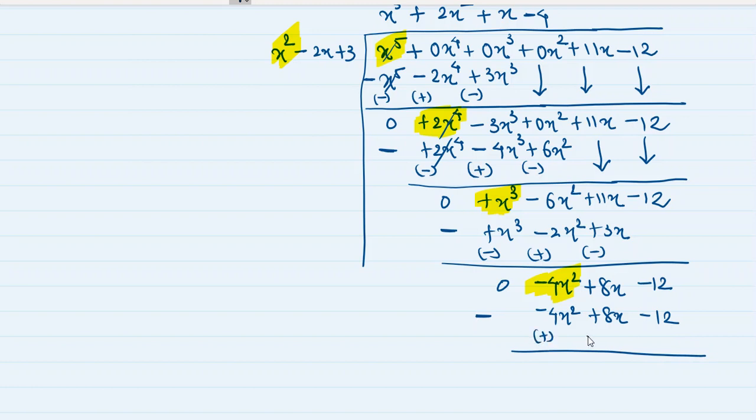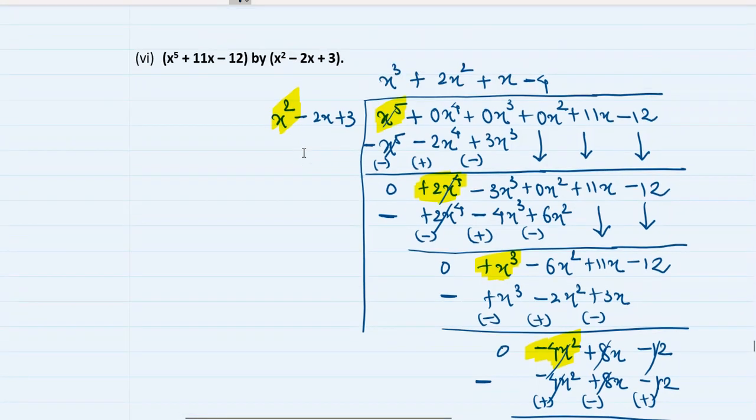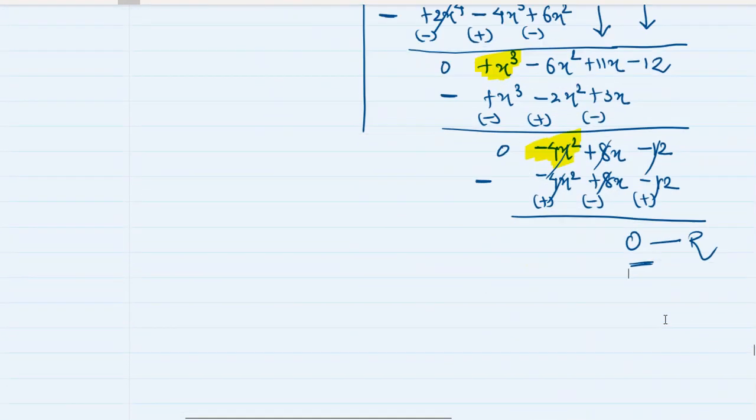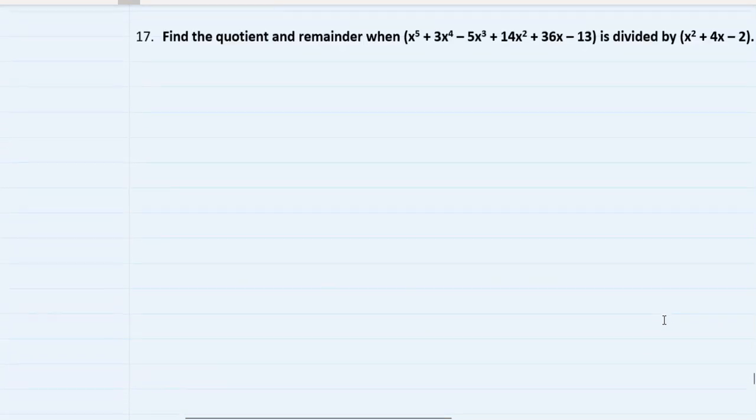This will be plus, this will be minus, this will be plus. Okay, so these two will get cut, these two will get cut, and here finally we get the remainder as 0. 0 is the remainder. Okay, so on dividing these two algebraic expressions, the quotient is x cube plus 2x square plus x minus 4, and the remainder is 0. Okay, so this is how you perform long division.